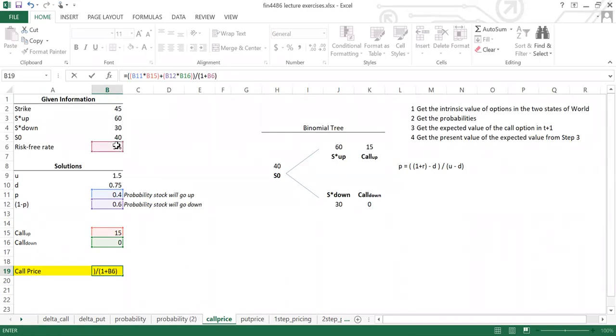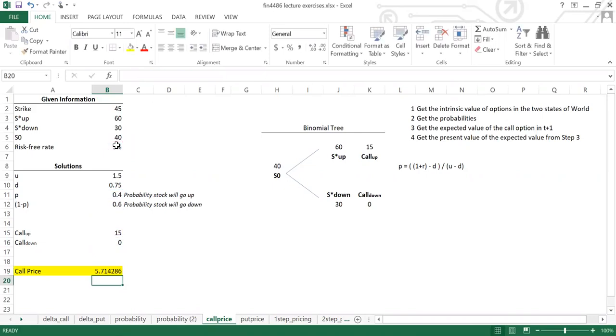And by doing that, we are getting that expected value first, and now by dividing by 1 plus R, this result is now the present value of the expected value of the call price, and that is the call price, which is, according to the binomial model, 5.714, and we can just make that shorter. It's just 5.71.